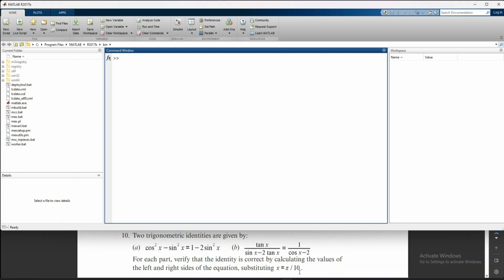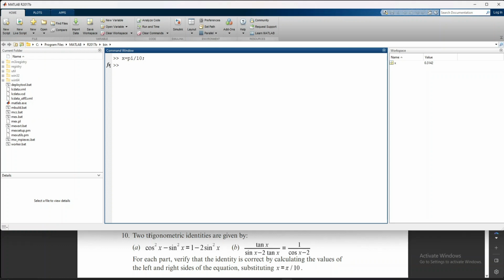So that means we are going to solve in radians, because the angle x is given in pi by 10. This is a trigonometric identity, or you can say a prove-that question. So first, we define x is equal to pi by 10, and put a semicolon, then enter.